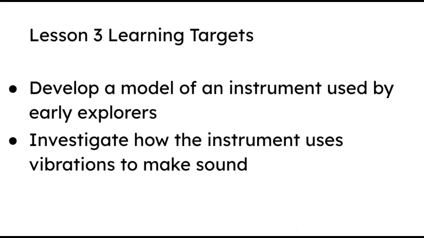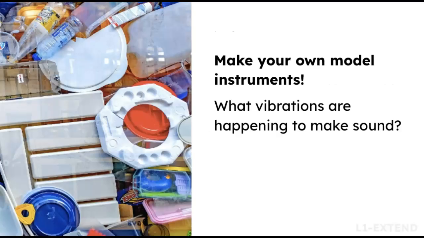By the end of this lesson, students will have developed a model of an instrument used by early explorers, and investigated how the instrument uses vibrations to make sound. In Lesson 4, students will look at where these early explorer groups went around the world. For the optional Extend portion, you can provide students with simple materials to make models of other instruments.